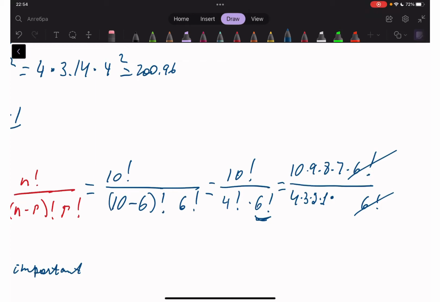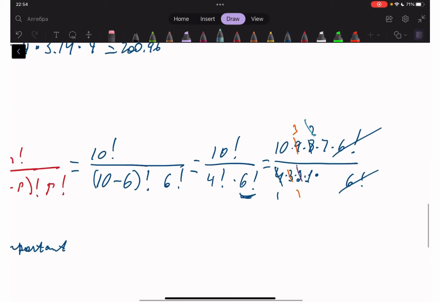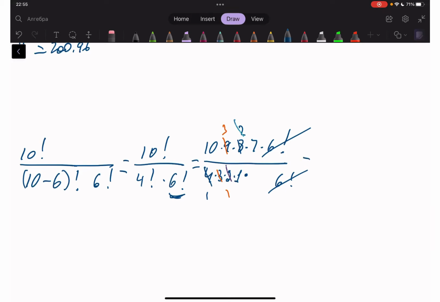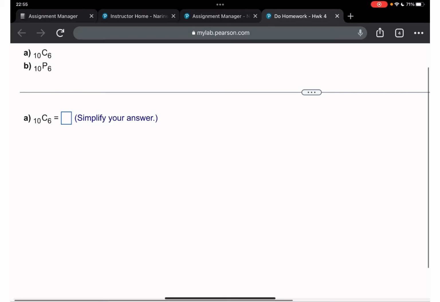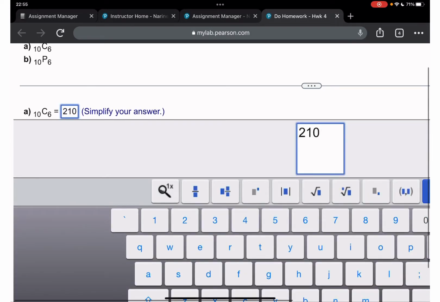Now let's simplify. 4 and 8: this is 1, this is 2. Then simplify 9 and 3: this is 1, this is 3. Then these 2 with these 2 we can simplify. And that's it. The answer is going to be 10 times 3, and we have this 7 left. So 10 times 3 is 30, times 7, 210. Okay, let's place it. 210.